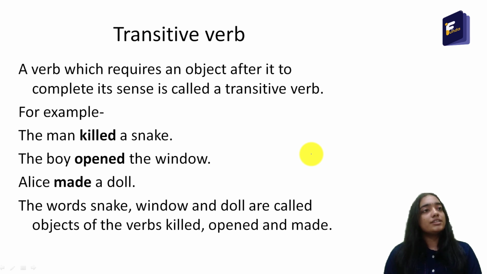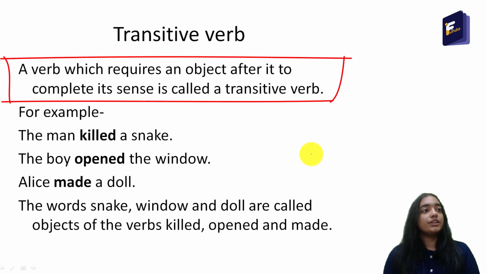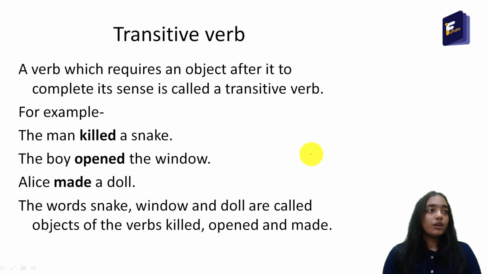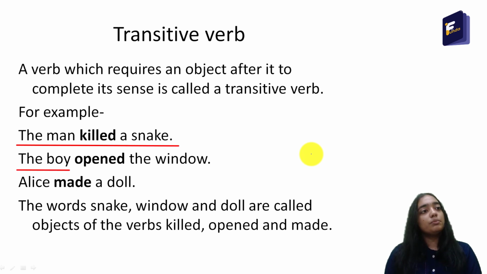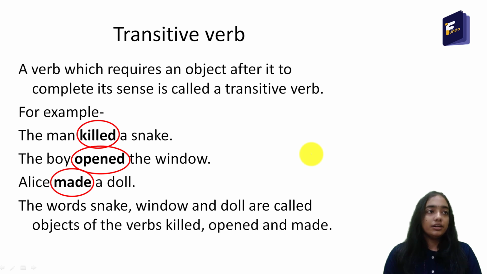So what is a transitive verb? A verb which requires an object after it to complete its sense is called a transitive verb. For example, the man killed a snake. The boy opened the window. Alice made a doll. So here the words in bold, that is killed, opened, made, are the transitive verbs.